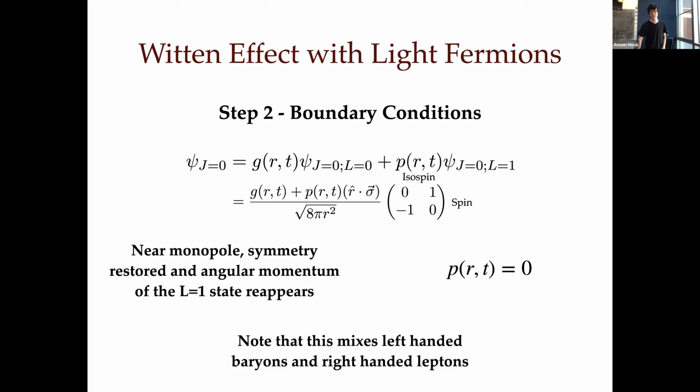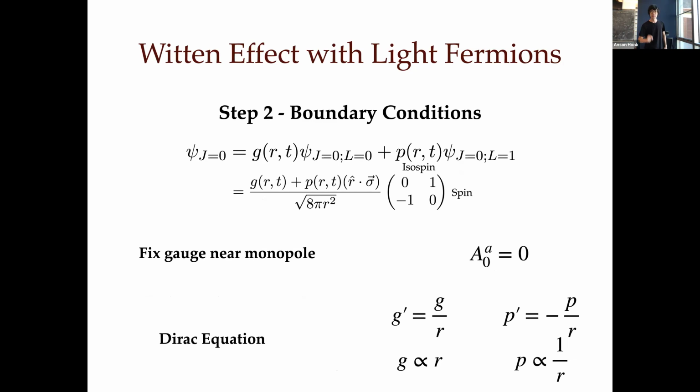It's worth noting that this boundary condition ignores P. You see it's diagonal and it mixes isospin and spin. So it's changing left-handed baryons with right-handed leptons and vice versa. Somehow this disagrees with the Yan and Lamb boundary conditions.